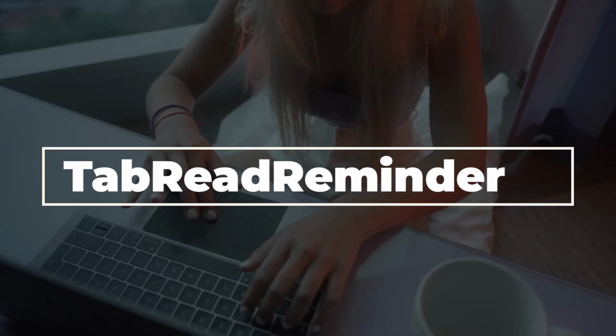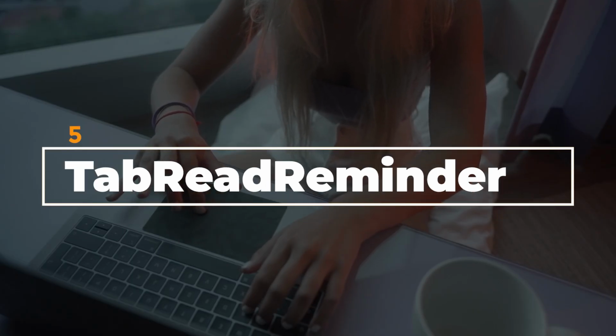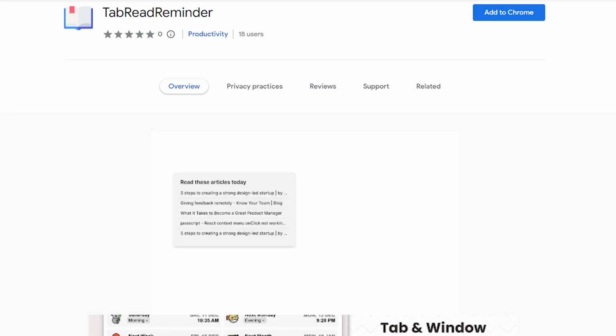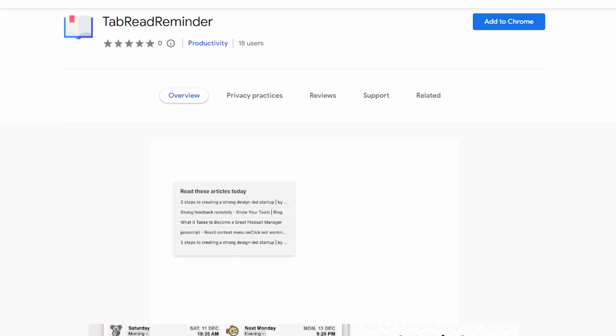Number 5. Tab Read Reminder. Part of the problem with having tons of tabs open in Chrome is that you can't even see the full title of most of them. You know you opened it for a reason, so you continue to keep it running. This out-of-sight, out-of-mind attitude is exactly what Tab Read Reminder attacks.